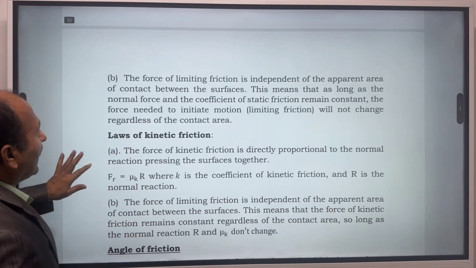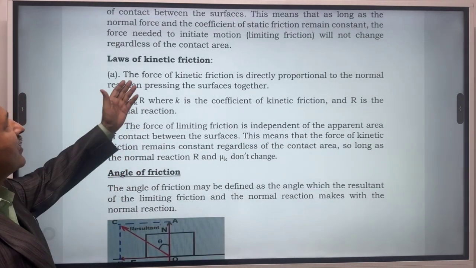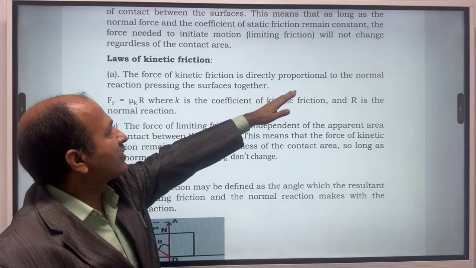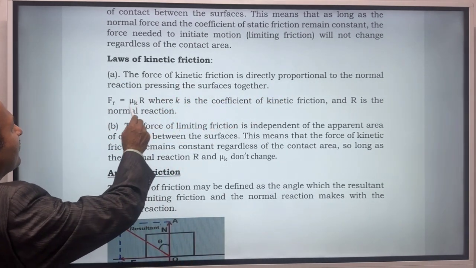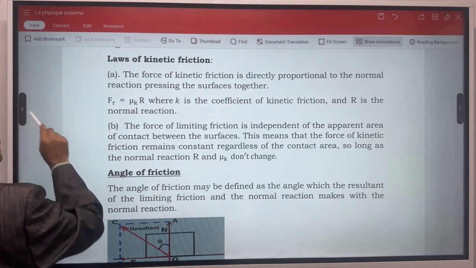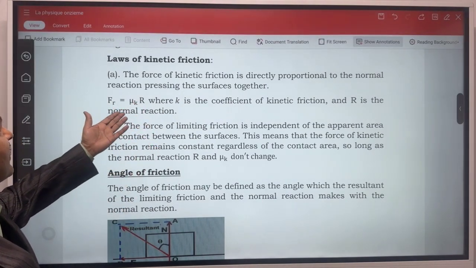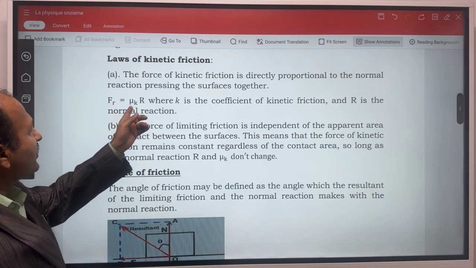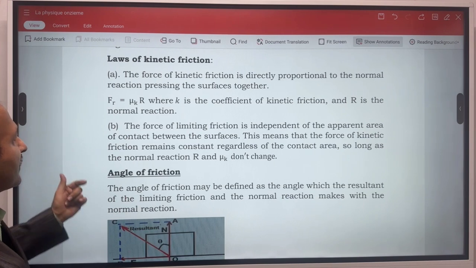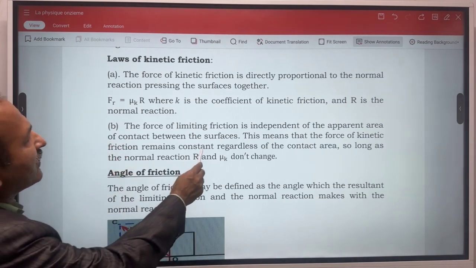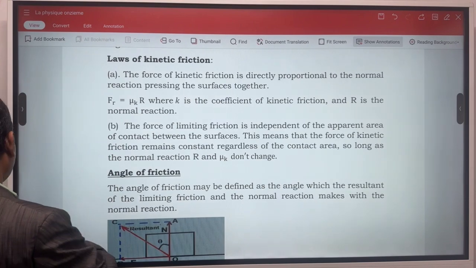Then come the laws of kinetic friction. When the body is in motion, the force of kinetic friction is directly proportional to the normal reaction pressing the surfaces together. Same thing, but earlier it was the coefficient of limiting friction, and now this is the coefficient of kinetic friction, whose value will be less than the coefficient of static friction. Then the force of limiting friction is independent of the apparent area. The same situation is given here.